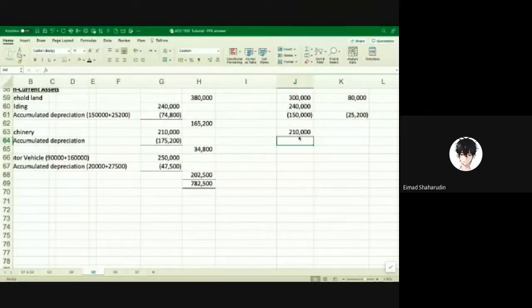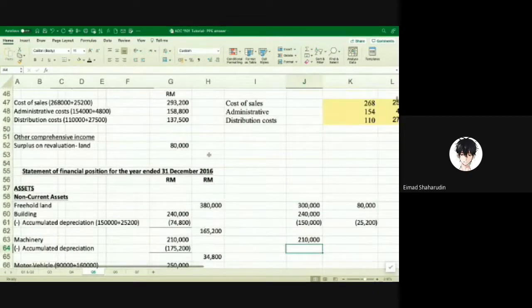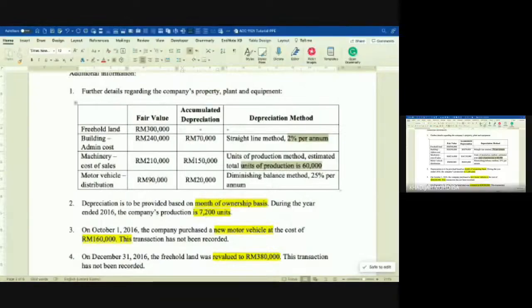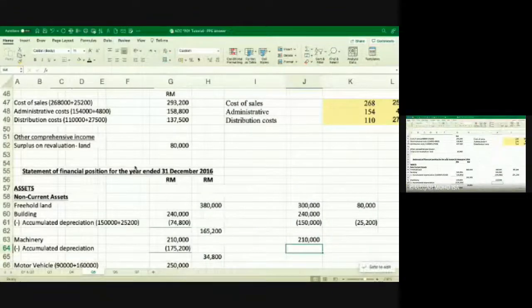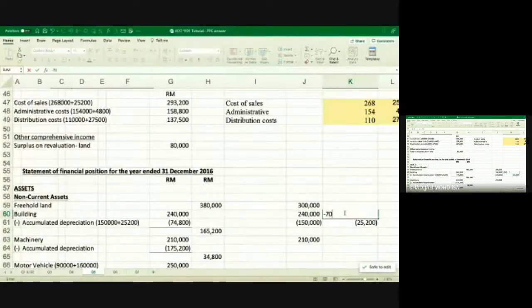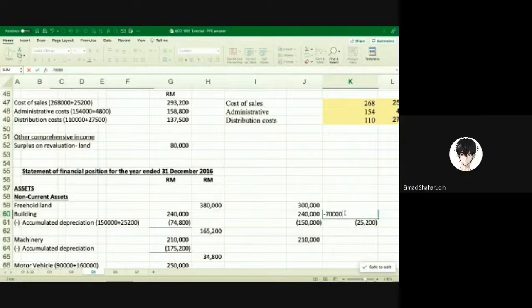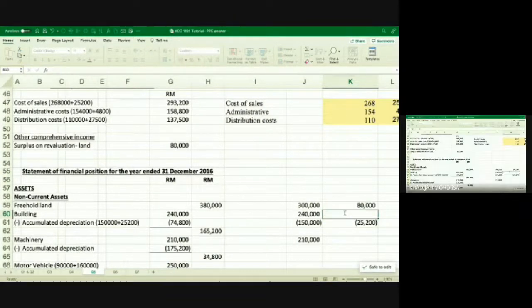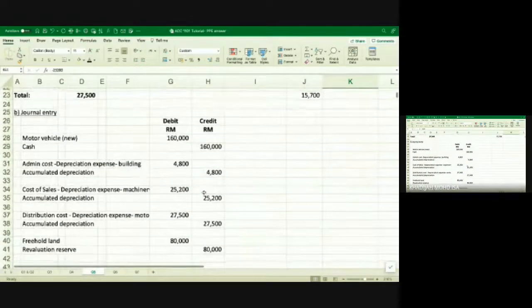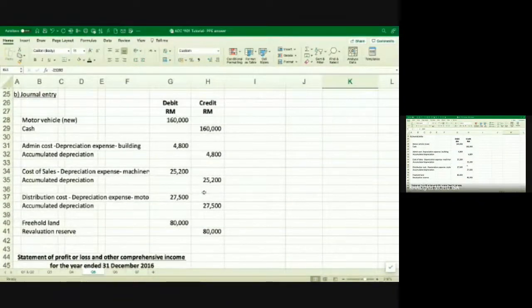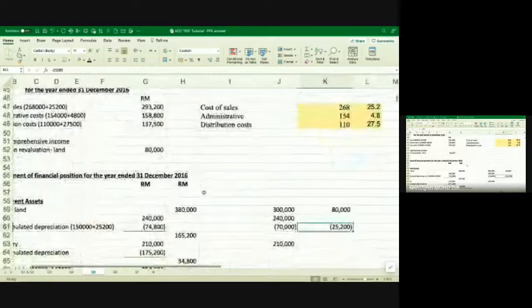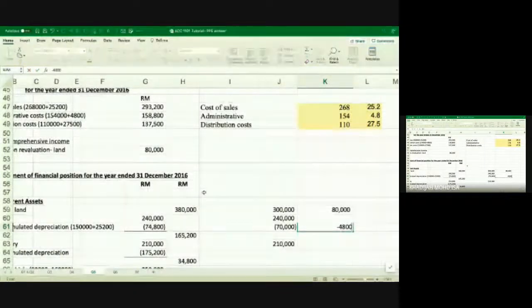Accumulated building, is it 150, not 70? Hold on. Accumulated building. Okay, sorry, 70,000. So where's the building accumulated? Here, minus 70,000, isn't it? And then, building admin cost depreciation is 4,800, isn't it? So minus 4,800. Am I right or not?